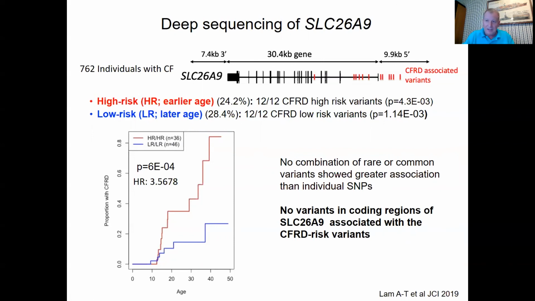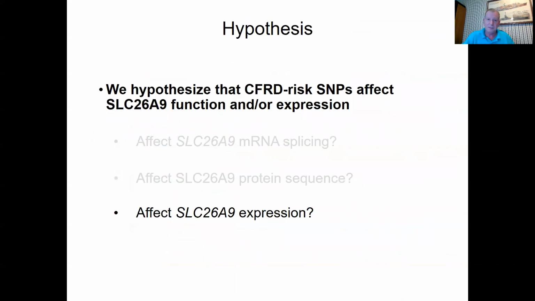And our analysis didn't reveal anything in the coding regions. No amino acid change, nothing, and no variants in coding regions that might change any other attribute of the protein, and no other rare or common combination of these SNPs. It seemed these SNPs were working as a group, 6 to 12 of them, being transmitted together and affecting the risk for CF-related diabetes.